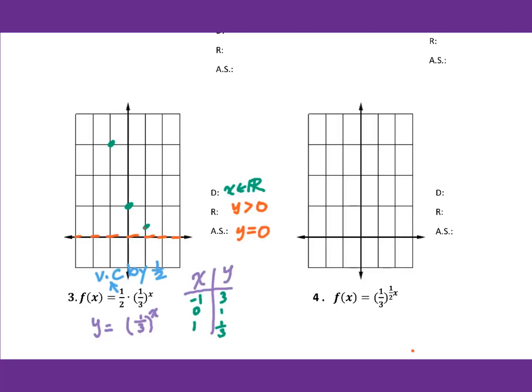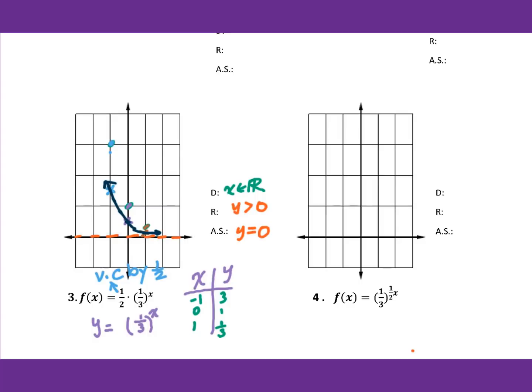Therefore, this point divided by 2, it will be 1 over 6. Let's go here. This point divided by 2, you will get 1/2. This point, you divided by 2, you will get 1.5. It's here. And I connect these 3 points. This will be the graph.